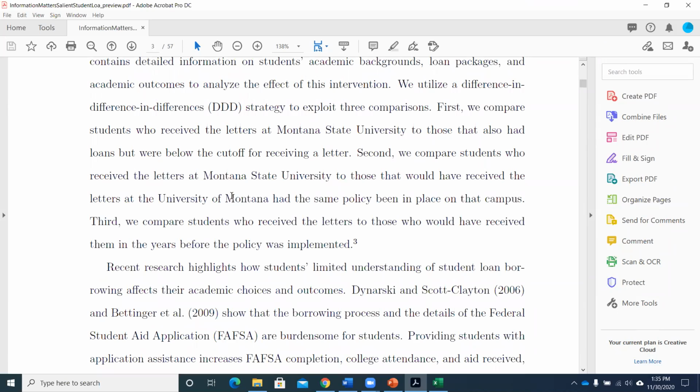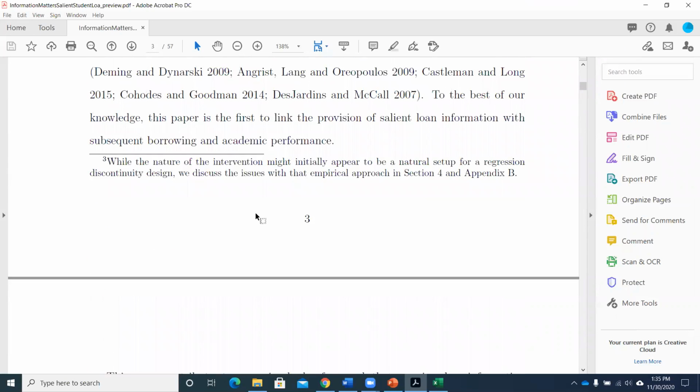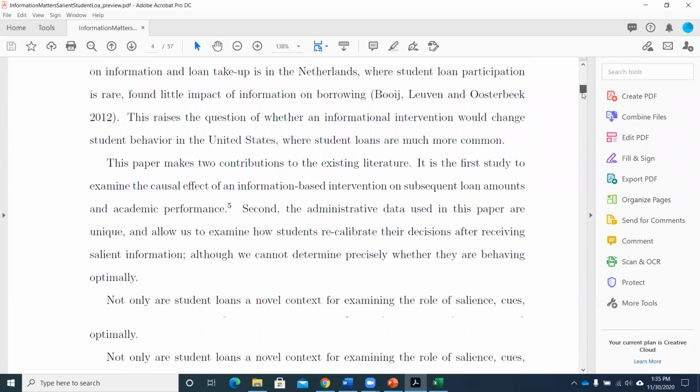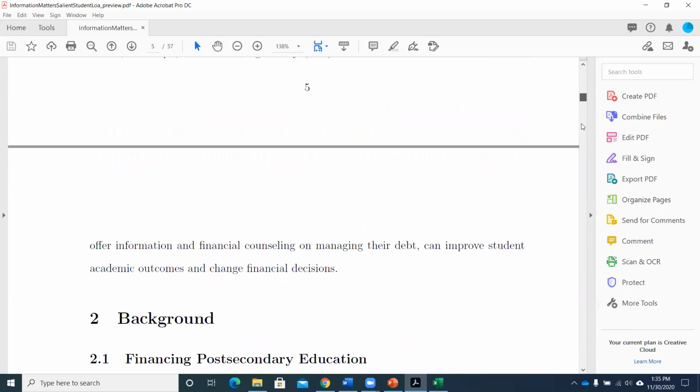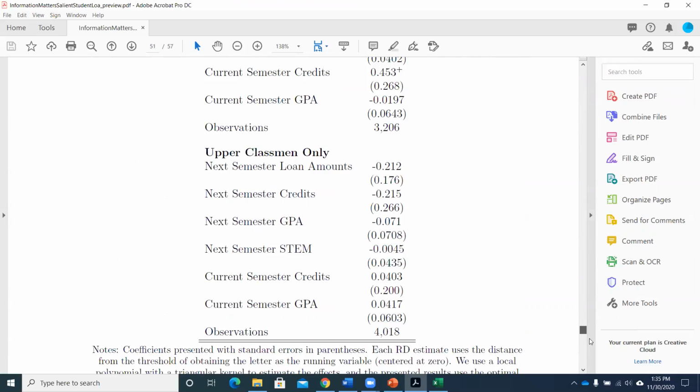Yeah, so University of Montana and Montana State, right? They started sending out these letters to students that had some information about, if you take out this much money, it's going to take this long to pay it off in terms of student loans. And actually, let's see, I think they have the actual letter at the end here.